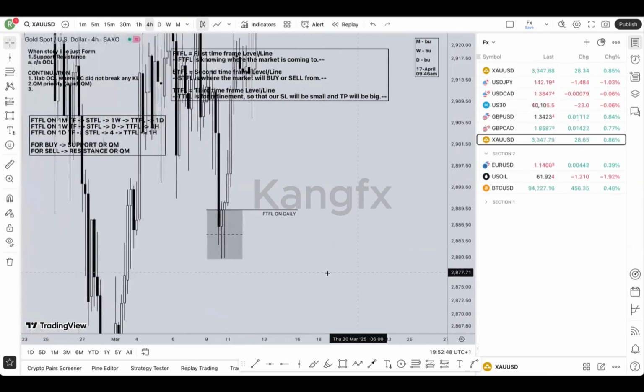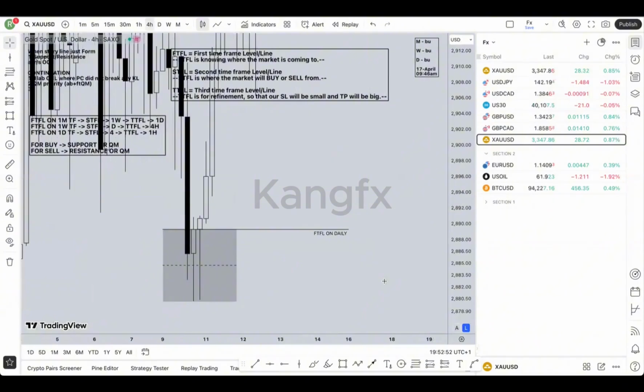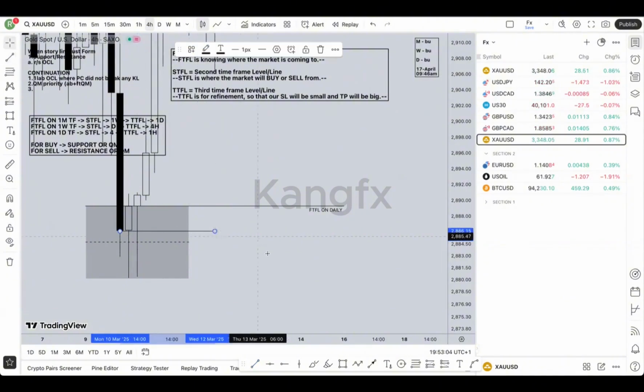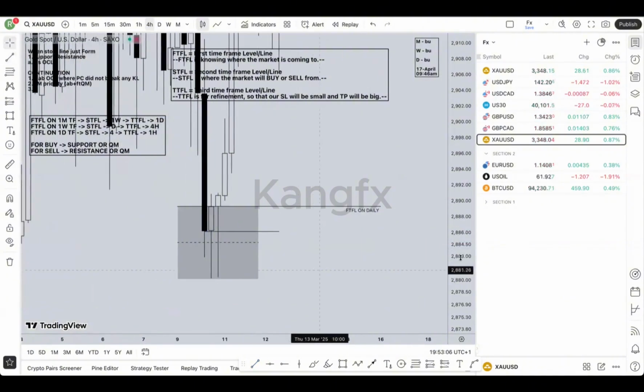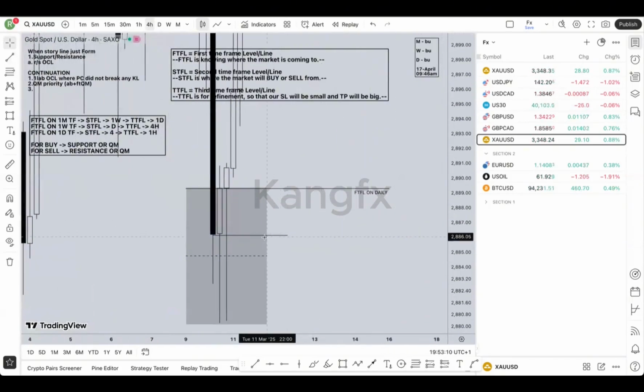So coming down to the second time frame, I'll see that I have a support which is not fresh. And again, when going down to STFL, the support or resistance must be fresh. It is a must. It must be fresh. If it's not fresh, don't take that trade.